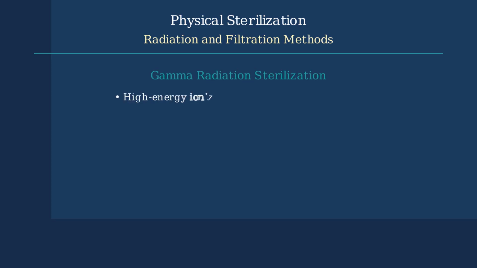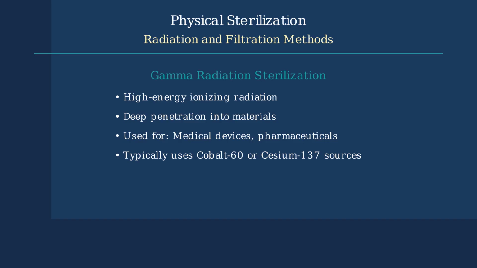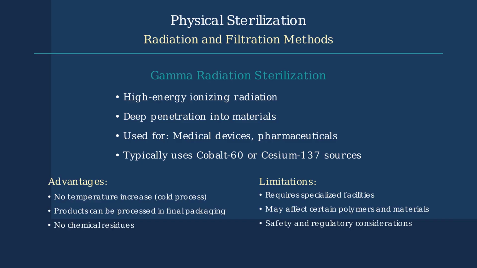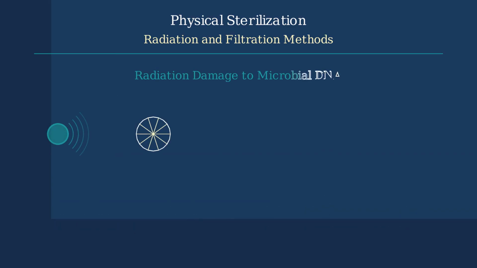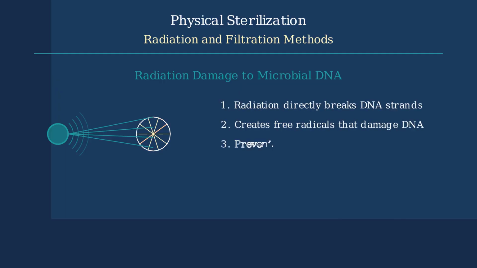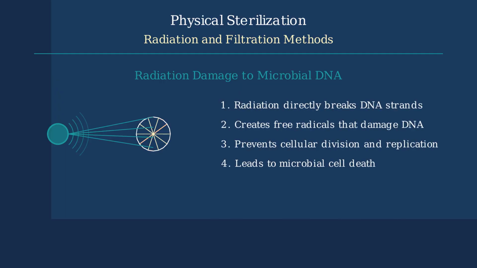Gamma radiation uses high-energy electromagnetic waves from isotope sources like cobalt-60 or cesium-137. Gamma sterilization offers significant advantages for heat-sensitive materials, but requires specialized facilities and has some limitations. Both UV and gamma radiation work by damaging microbial DNA, but through slightly different mechanisms. Radiation energy breaks chemical bonds in DNA and creates free radicals that cause additional damage. This damage prevents microorganisms from replicating and ultimately leads to cell death, achieving sterilization.